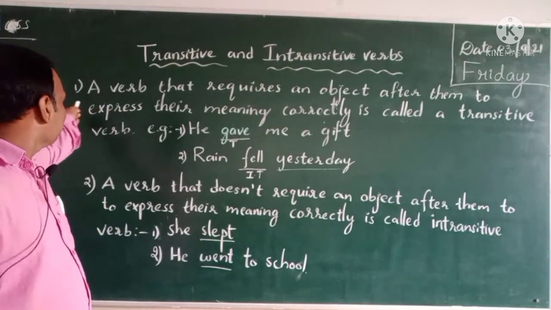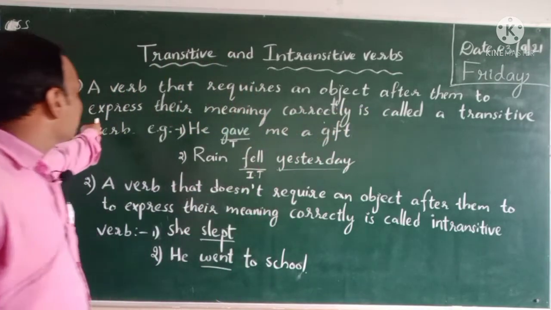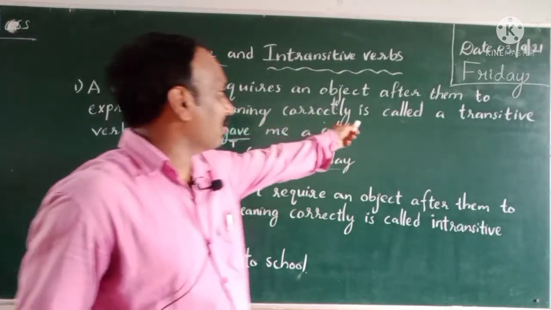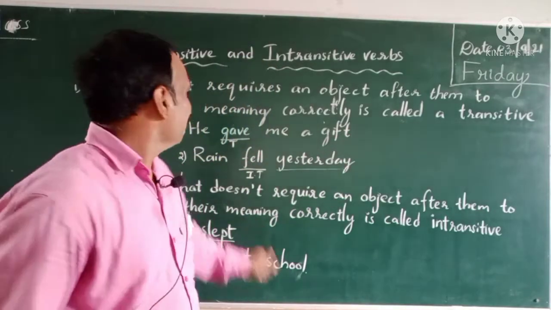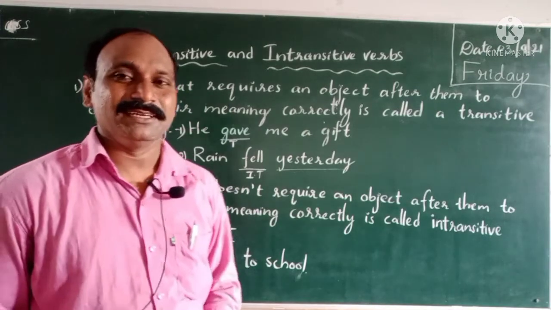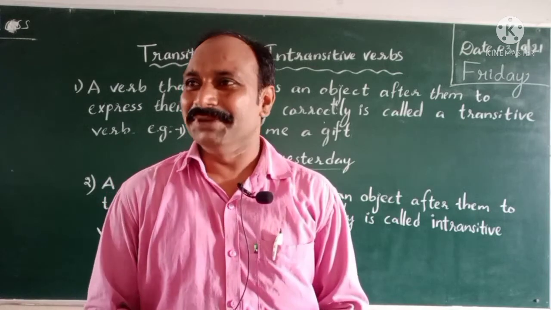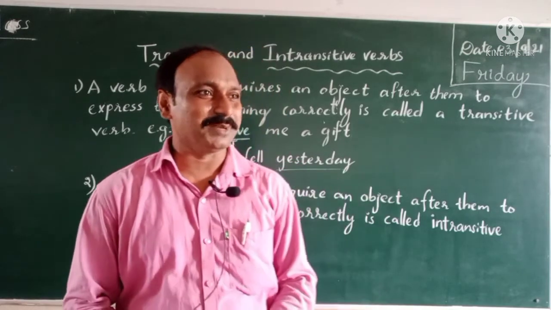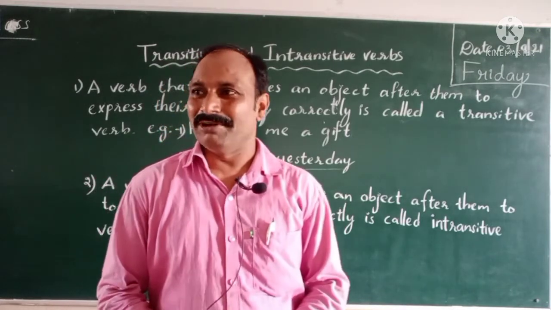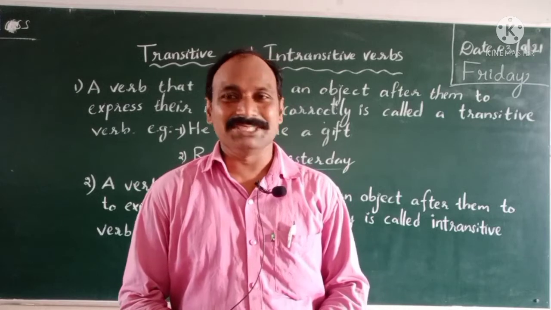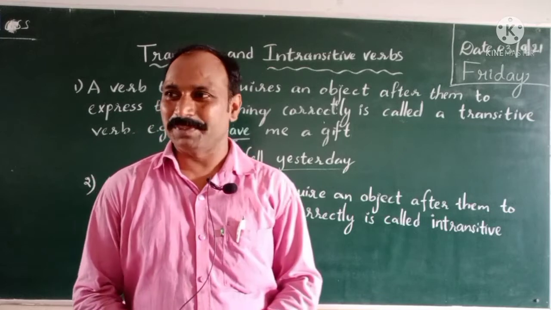Let us see the first one here. A verb that requires an object after them to express their meaning correctly is called a transitive verb. A transitive verb requires an object. So we have to know what the verb is first. Already we know what parts of speech are. In parts of speech, the verb is one of the parts of speech: noun, pronoun, verb, adverb, adjective, preposition, conjunction, interjection.